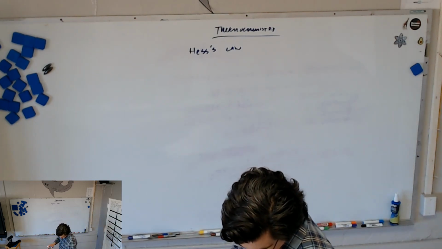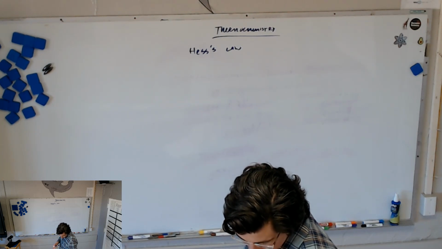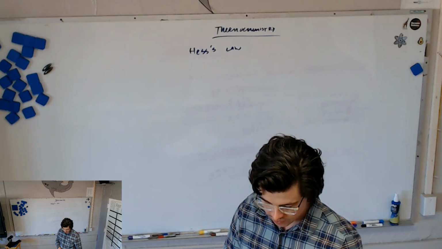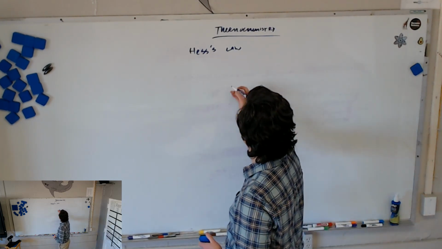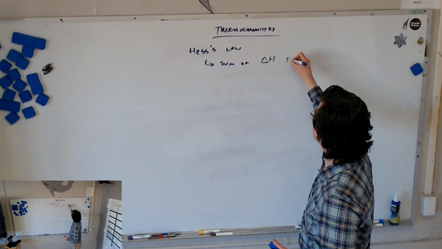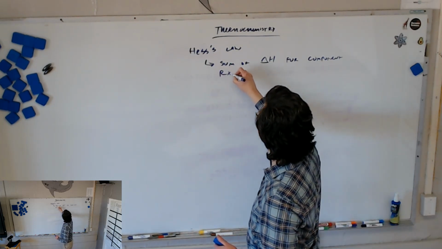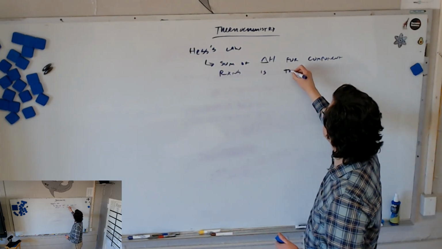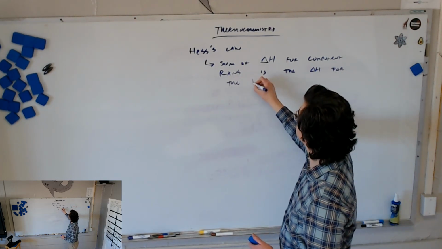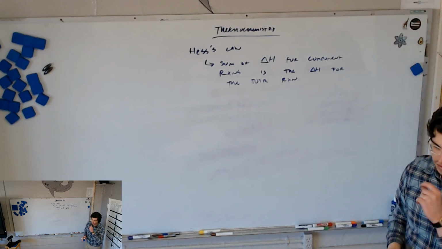Hess's law just states, I'm going to read this to you: if you can add two or more thermochemical equations to find a final equation for the reaction, then the sum of enthalpy changes for the individual reactions is the enthalpy change for the final reaction. So let's just write that down. Sum of enthalpy changes for component reactions is the enthalpy change for the total reaction. I've abbreviated reaction here, RXN, as we usually do.